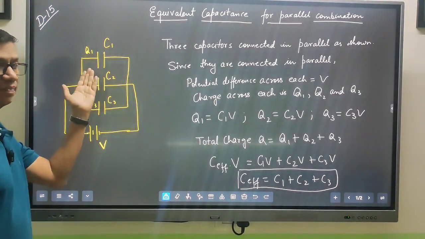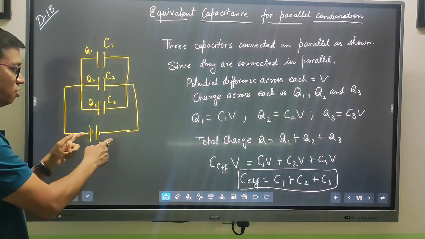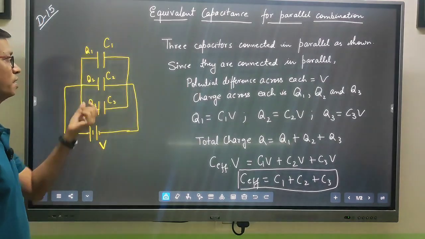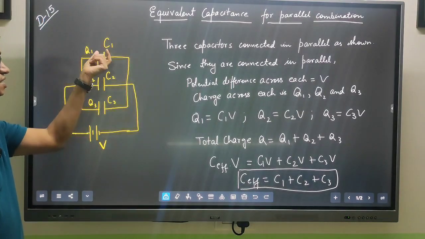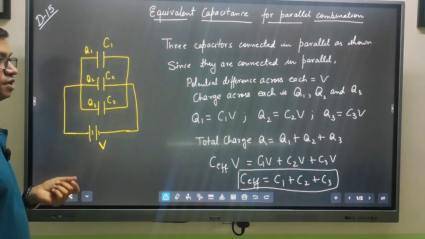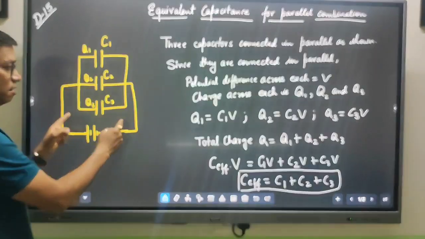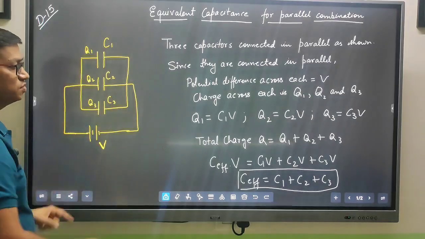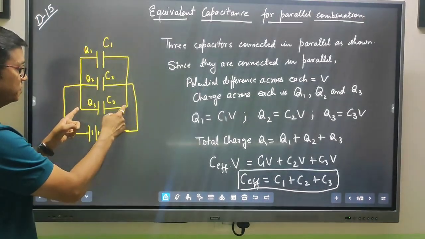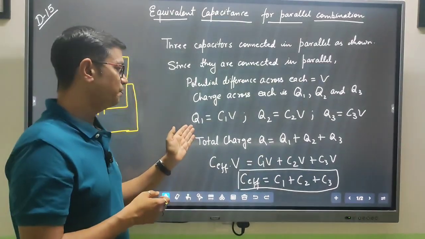We have three capacitors which are connected in parallel like this, and they are connected across a battery which has a potential difference capital V. The capacitances of the individual capacitors are shown, C1, C2 and C3. The charges would be different, Q1, Q2, Q3, but the potential difference, since they are connected in parallel, will be V across all capacitors, because if this is V, this is V, this is V, this is V, right? So let's start.